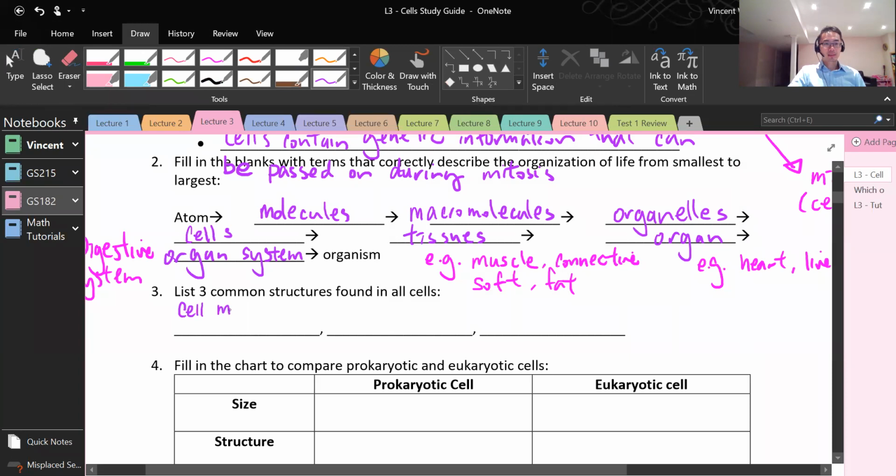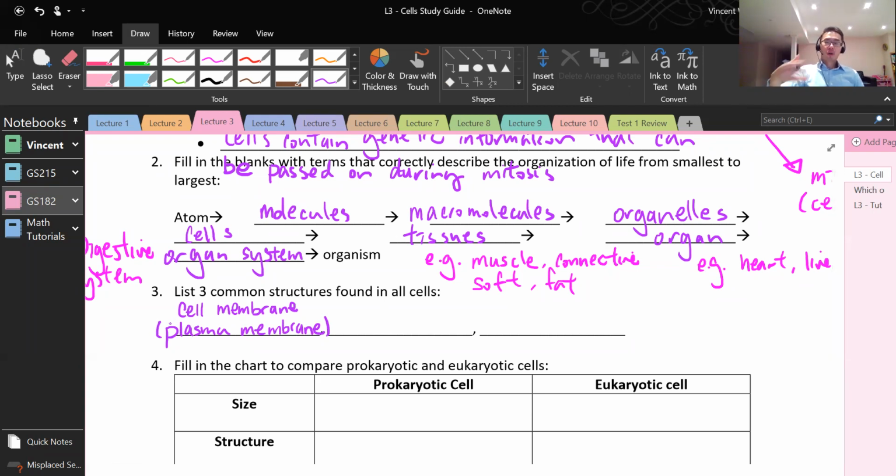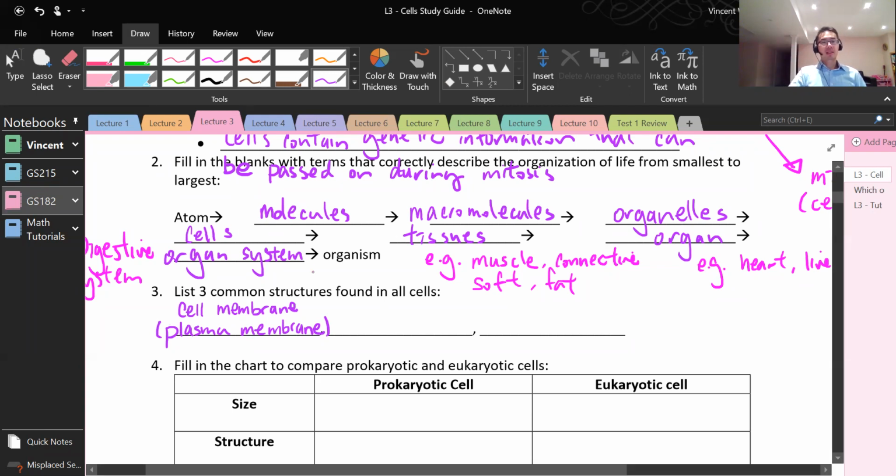Cell membrane. Another word for cell membrane, a fancier word, is plasma membrane. They mean the exact same thing. This is the barrier that separates the living world on the inside of the cell from its non-living environment. The barrier that controls what goes in and what comes out of the cell.